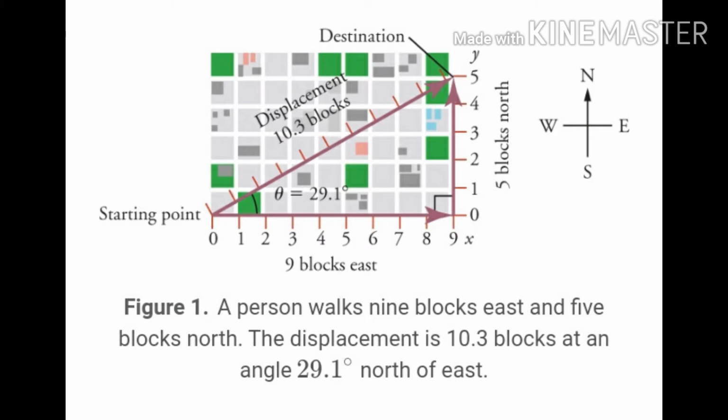Here, we use the notation that a bold-faced symbol, such as D, stands for a vector. Its magnitude is represented by the italic symbol D, and its direction is given by an angle, represented by the symbol theta. Note that her displacement would be the same if she had begun by first walking 5 blocks north and then walking 9 blocks to the east.